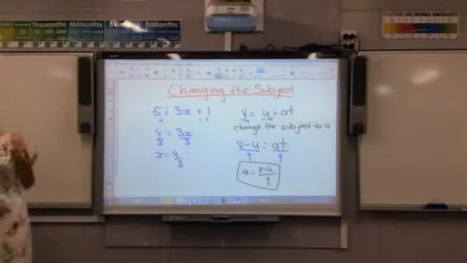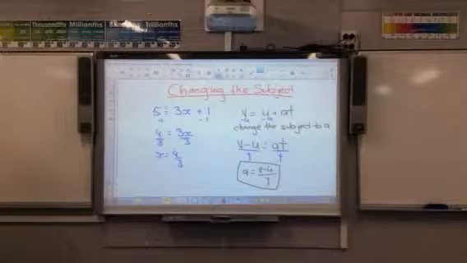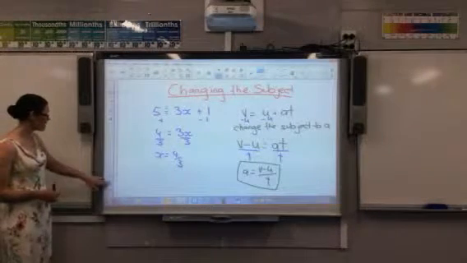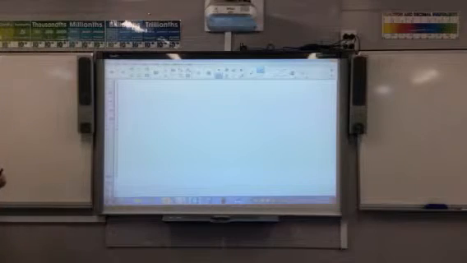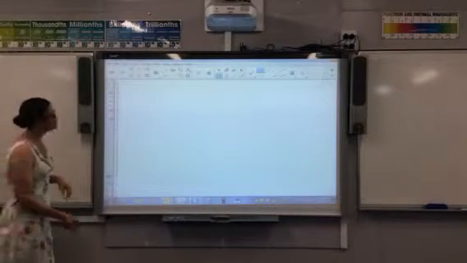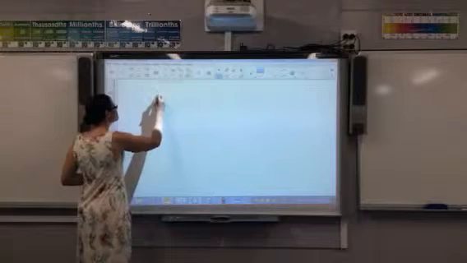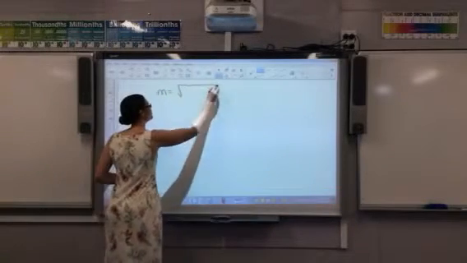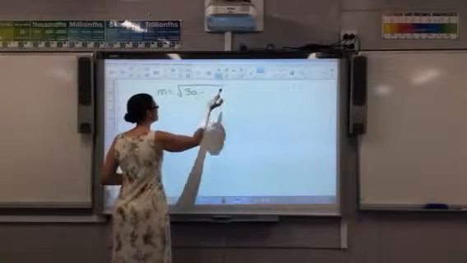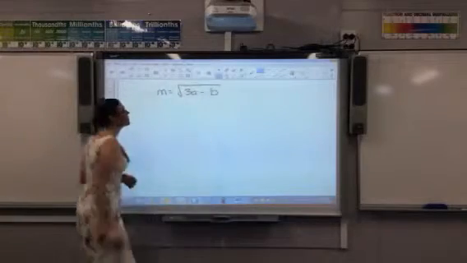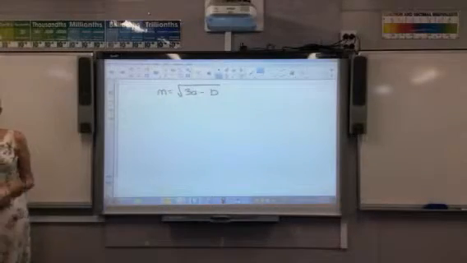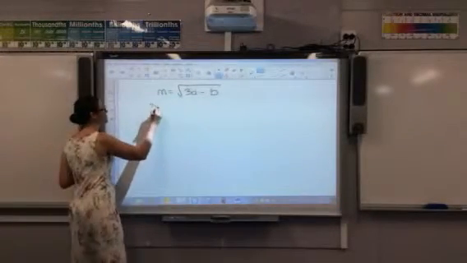It does get a little bit trickier when we start putting brackets and fractions and powers and things in. So let's look at some slightly harder examples. Let's say I have, let's make something up, M equals the square root of 3a minus b. Okay? And again, let's make a the subject.